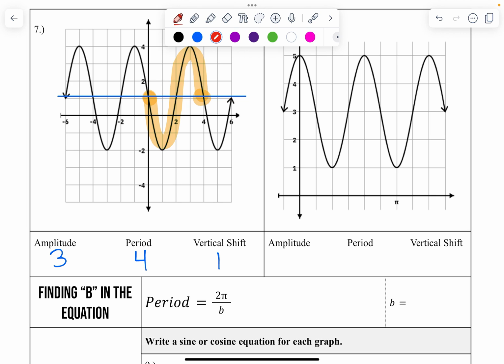All right, so if we draw in our midline here, and we count, we're up 2 blocks or down 2 blocks. So amplitude is 2. For the period, if we start here at this maximum, so we get back to another maximum, that's right here.